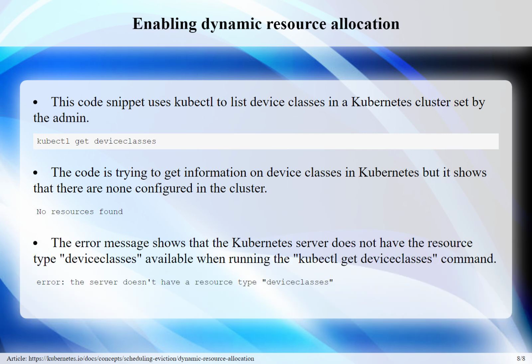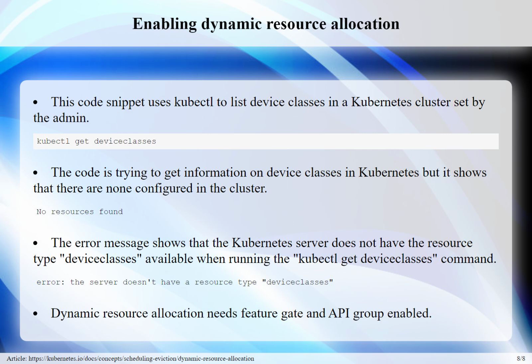This error message indicates that the Kubernetes server does not recognize or have the resource type, device classes, available. The command, kubectl get deviceclasses, was run to retrieve information about device classes, but the server does not have this specific resource type defined.